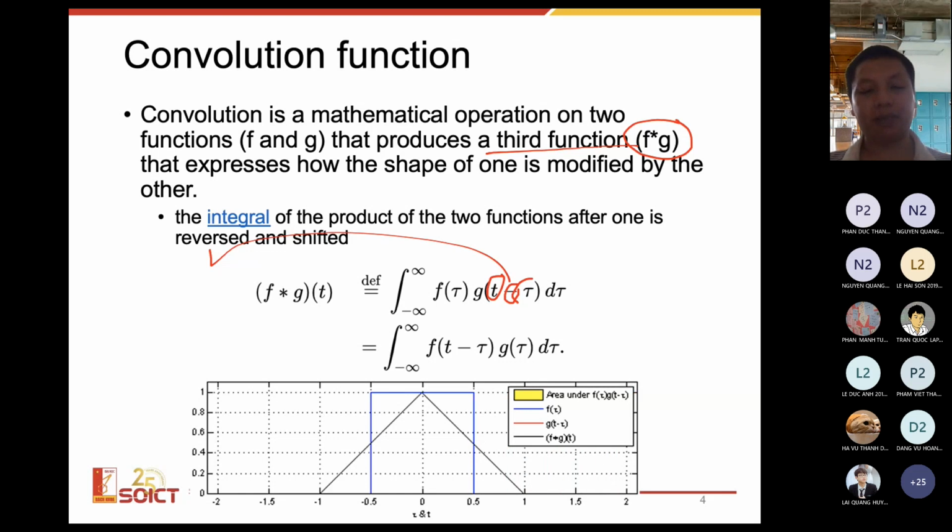This is an animation for the integral of the product of f and g. You see this is the result when we convolve the two functions with the shapes in blue and red, and we get the triangle shape.